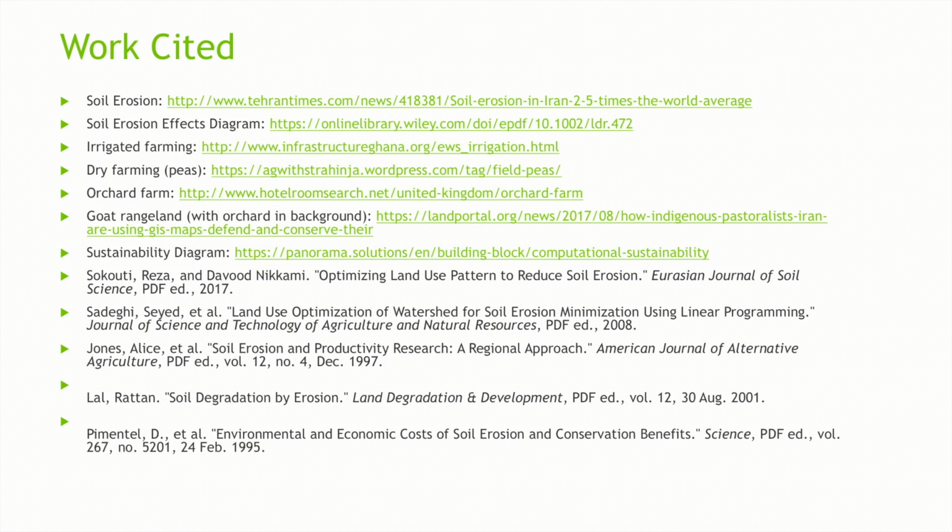a mathematical model. I hope you learned a lot about combating soil erosion with the use of linear programming.